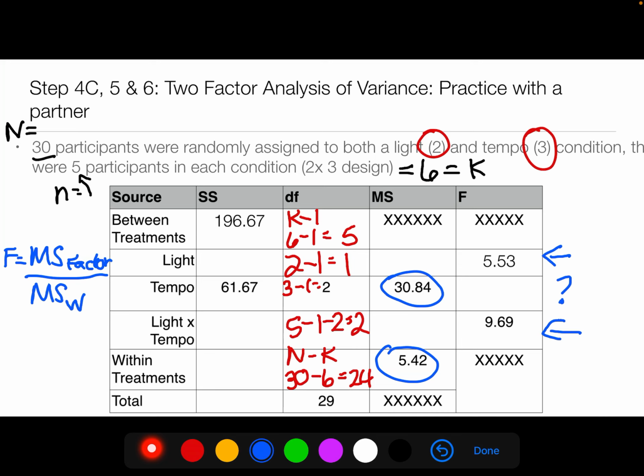30.84 divided by 5.42 is 5.69. Now, just like I used this formula to find my F, I can go back, right? So now I'm looking for the mean square of this factor. I want to know what this value is right here. Well, I have mean squared within, and I have my F.